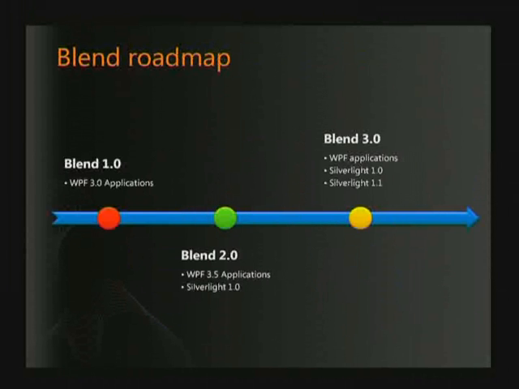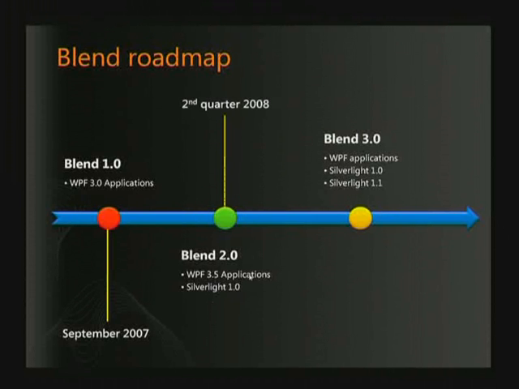If I just talk a little about the roadmap of Blend, because for new people, it's very complicated to understand what we are doing. So we just released in September the first version of Blend. So you have version 1.0 already released. And this version is targeting WPF 3.0 applications, okay, just for WPF applications. What we are doing is to provide next year Blend 2.0, and Blend 2.0 will target WPF 3.5 applications and Silverlight 1.0.